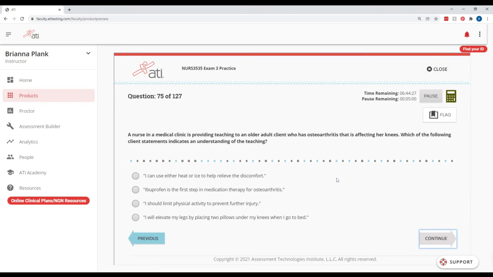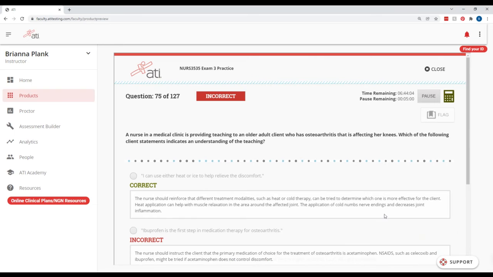Which one of the following teachings is correct about osteoarthritis? Guesses for D. Okay, I was thinking A.